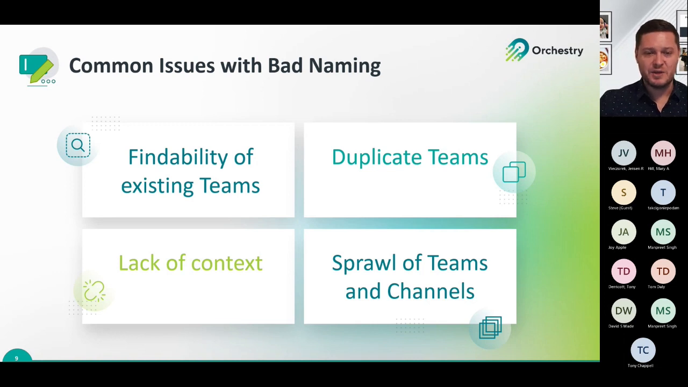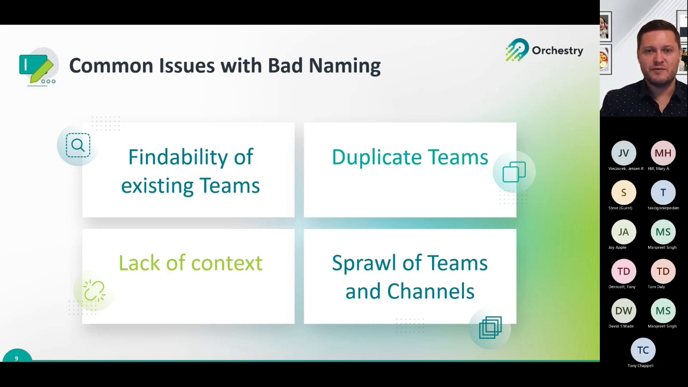So again, without a good naming convention, it's going to be really difficult to find existing teams effectively. One of the reasons for that is that the team search isn't very good. I would go so far as to say it's pretty horrible. The reason is that when you go into the Teams client and do a team search, the search is actually a starts-with search.